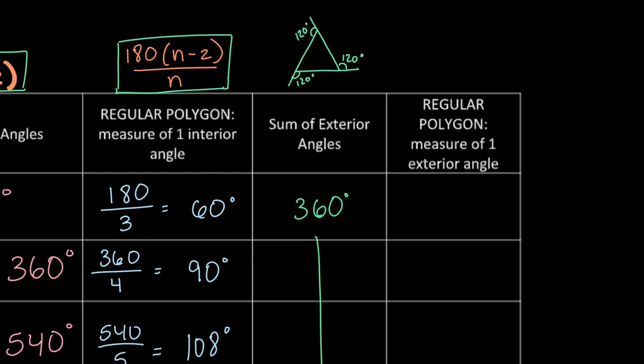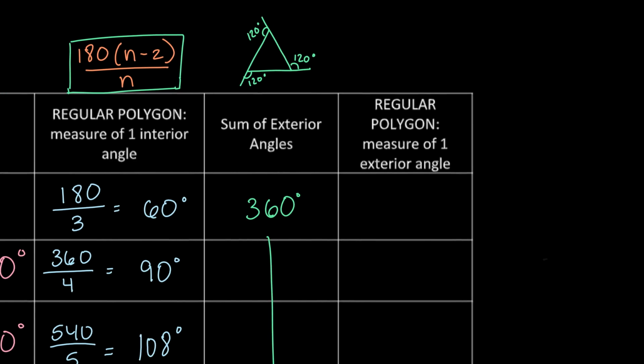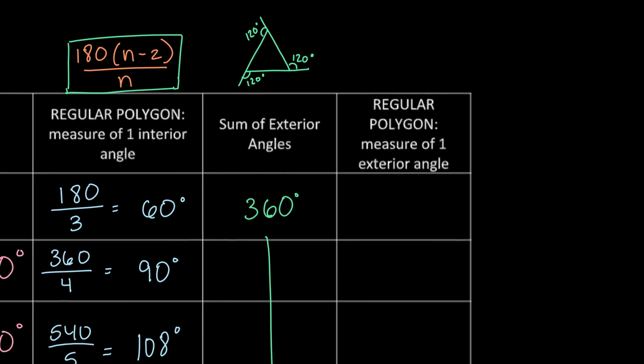It's the trickiest of them all for sure. So, say that we do have a regular polygon. How would we find the measure of one of the exterior angles? 360 divided by the number of sides. So here, 360 divided by the number of sides, 3, is 120.